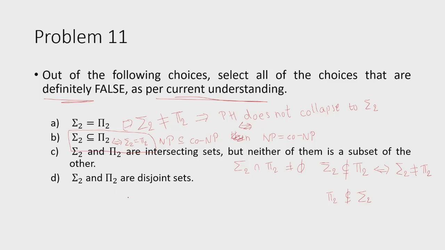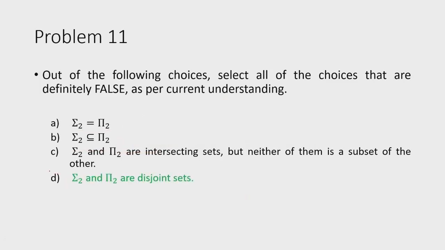Sigma 2 and pi 2 are disjoint sets. But we know that sigma 1 and pi 1 are both subsets of sigma 2 intersection pi 2. Sigma 1 is NP, and we know that NP is at least a nonempty set, since it contains at least one problem, like 3-SAT. So the intersection of sigma 2 and pi 2 is not empty, so they are not disjoint sets. So this is definitely known to be false, and that's the answer.